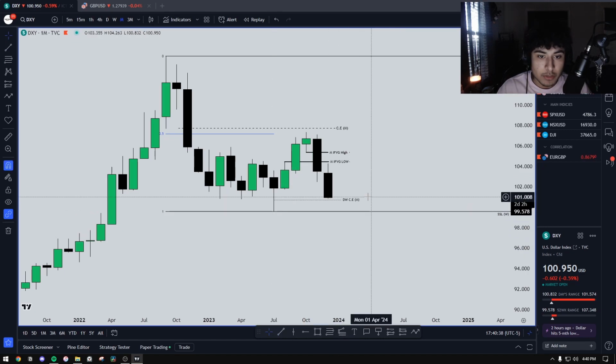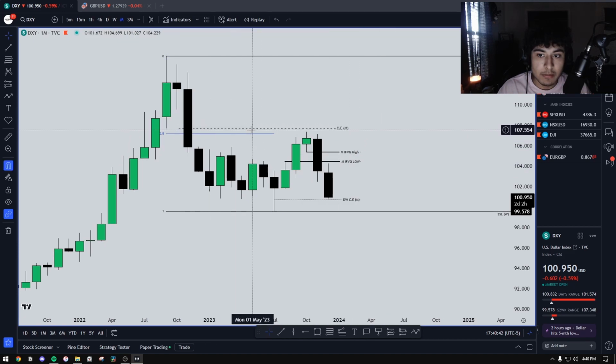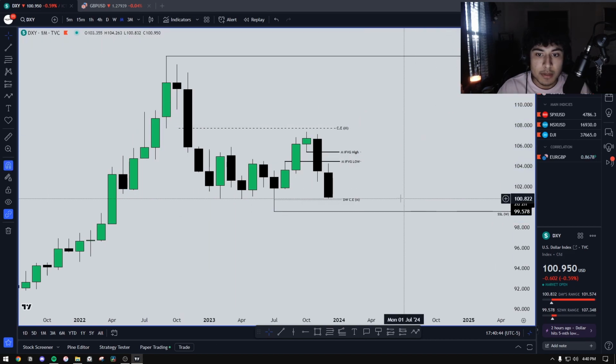All right, so we drew that out, and we have the inversion fair value gap high and low. We have the consequent encroachment of that monthly. I'm going to take this off because it doesn't really matter to me anymore. And we still have sell side and buy side of our external levels, the range we're in.